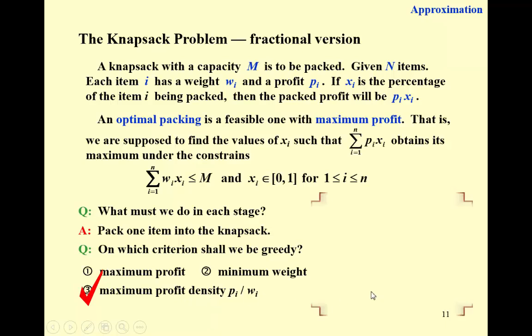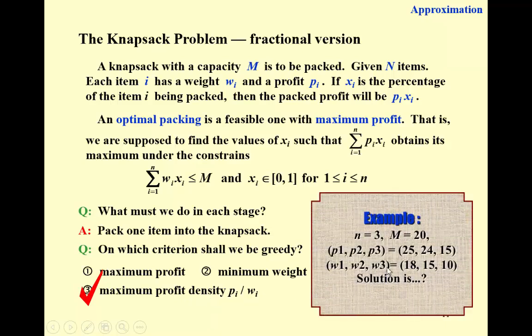So for example, say we have three items and the capacity of the knapsack is 20 pounds. Okay, and these are their profits and these are their weights. So what is the solution? I would suggest you to pause the video and try this one. So here's the answer. Did you get it right?